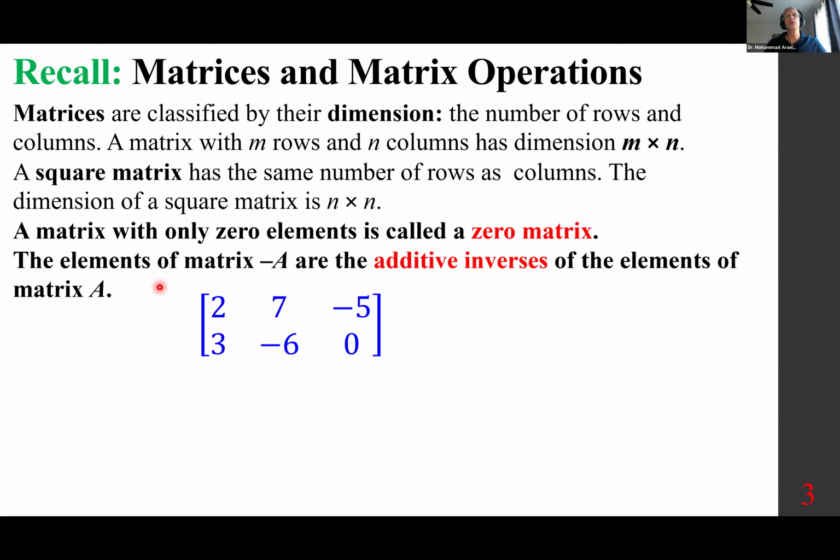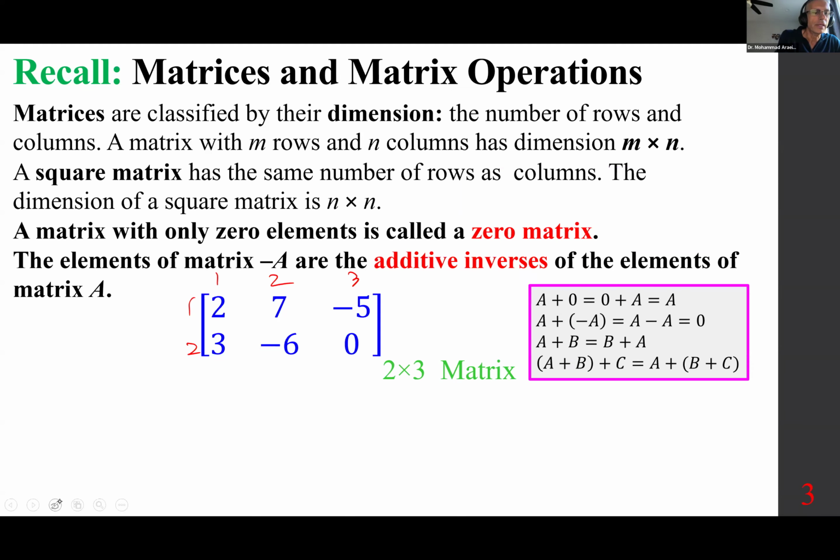Here's an example of a matrix. So you have 1 and 2 rows, and 3 columns. So we call it a 2 by 3 matrix. It's just an array of numbers, okay? An array of numbers. That's the definition of a matrix.